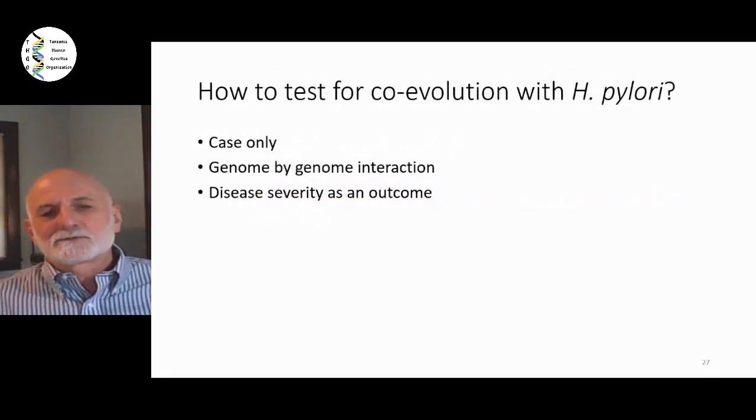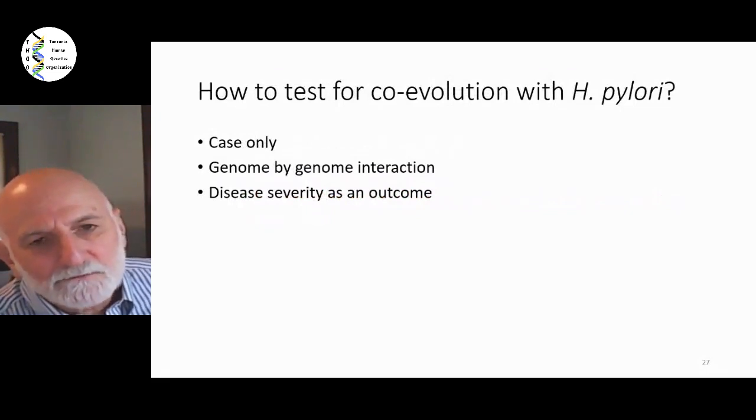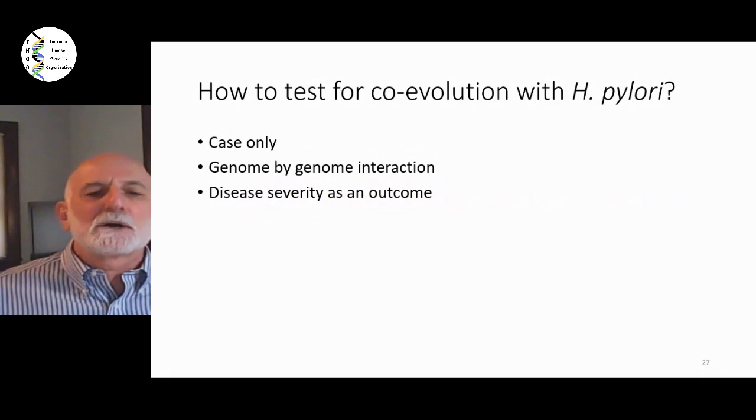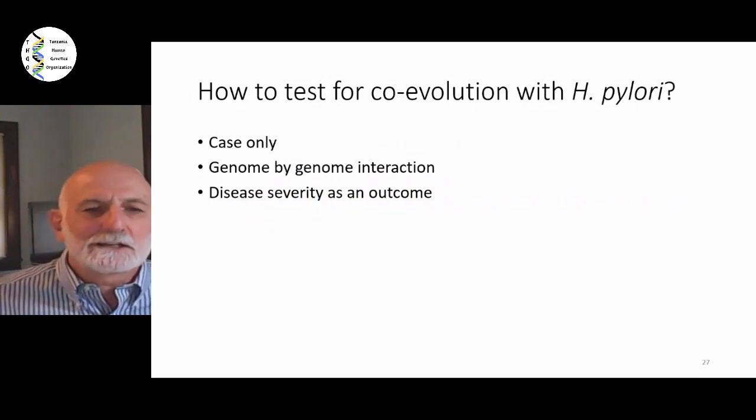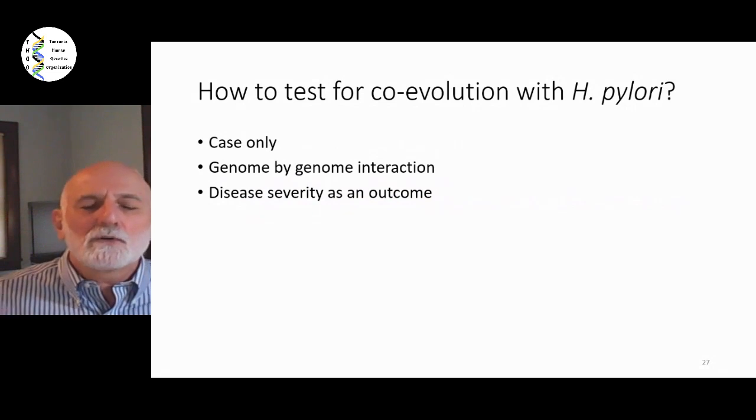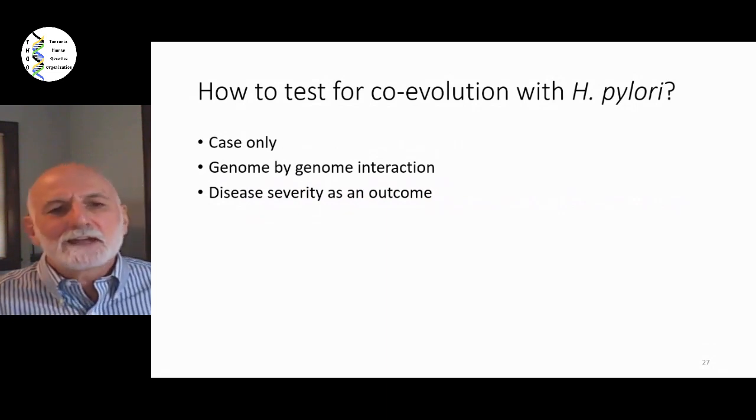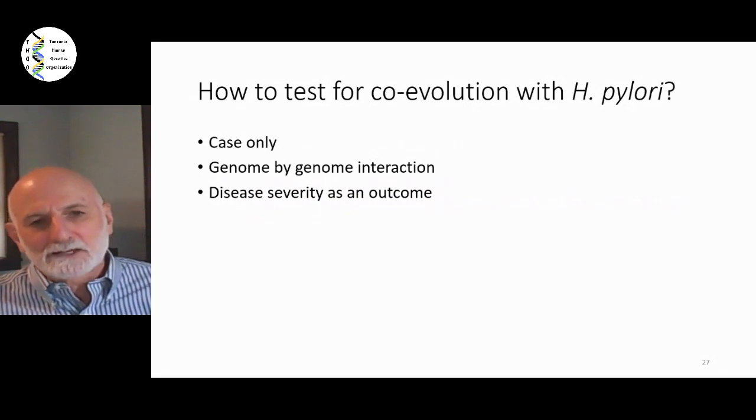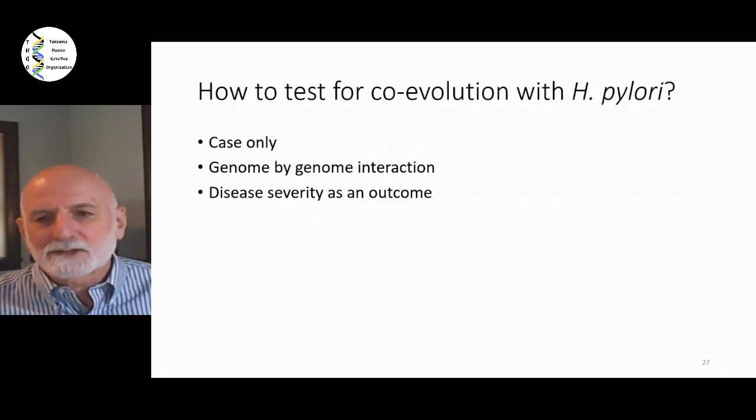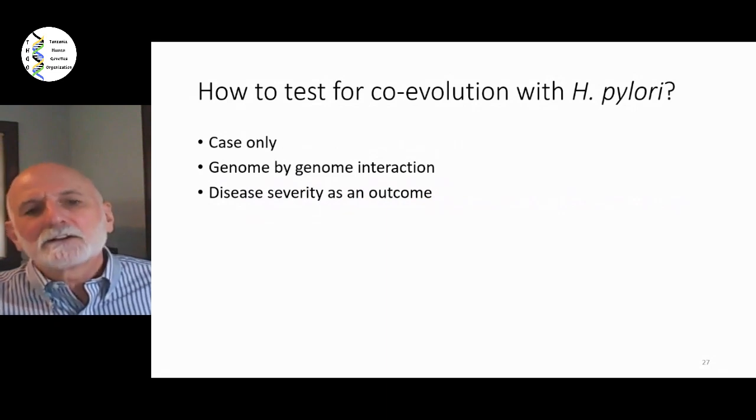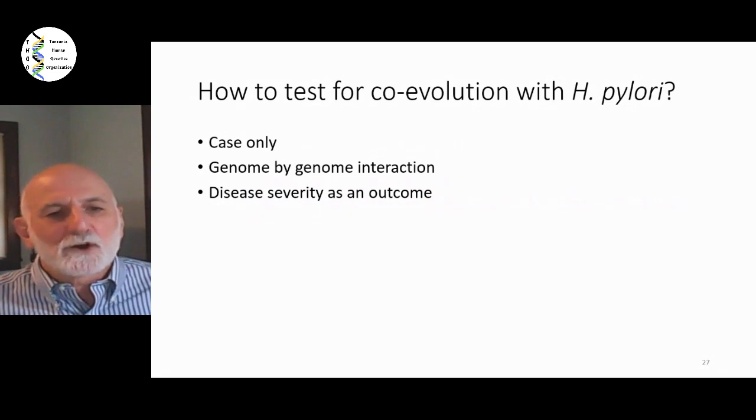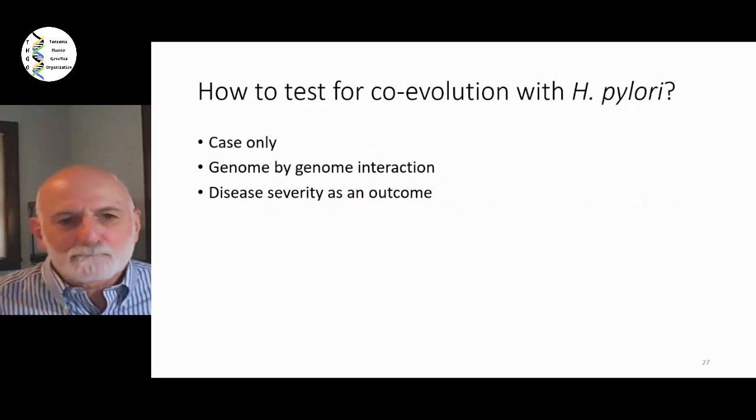So how do we study this? Well, we have to study case only, because in fact, we don't know what an individual is exposed to determine whether or not they get disease. With case only, we know what the strain is, so we can look at genome by genome interaction in those people who are biopsied. And we can use disease severity as an outcome. In this study, we're using that cascade on a scale of 2 to 5, we don't have gastric cancer in this study, and ask, what is the severity of disease relative to this interaction?